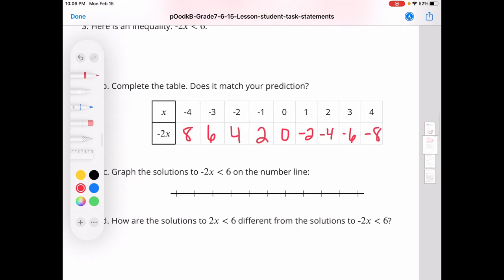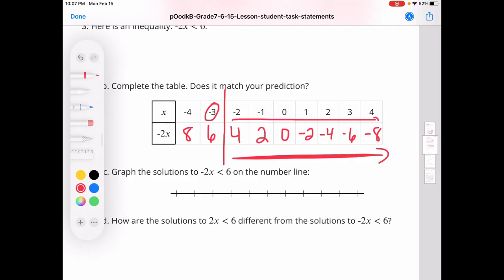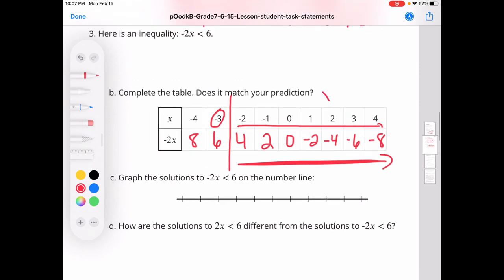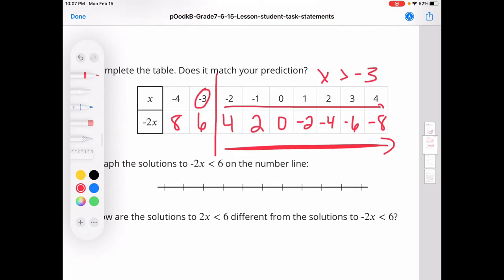So it wants me to graph the solutions to negative 2 times x is less than 6. So when are my answers less than 6? That would be any numbers to this side. And that means my x value has to be greater than negative 3. So if you notice, it's going from negative 3 towards the positives. So that means my x must be larger than negative 3 in order for negative 2 times x to be less than 6.